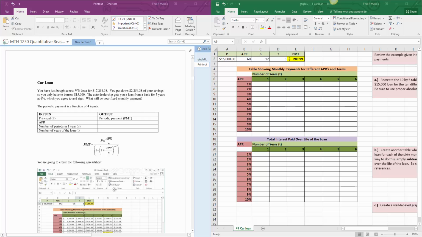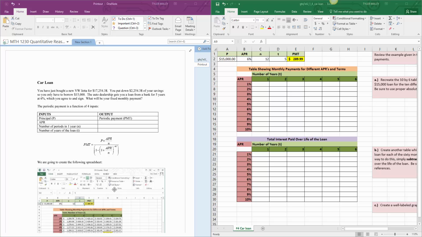So the car loan worksheet is giving us a scenario where we're looking at buying a Volkswagen Jetta for $17,254.38. We're able to put down $2,254.38 of our savings onto it, so that leaves us $15,000 to borrow, right? So the auto dealership is able to get us a loan from a bank for 5 years at 6%, which you agree to sign. And we're asked what will be your fixed monthly payment, right?